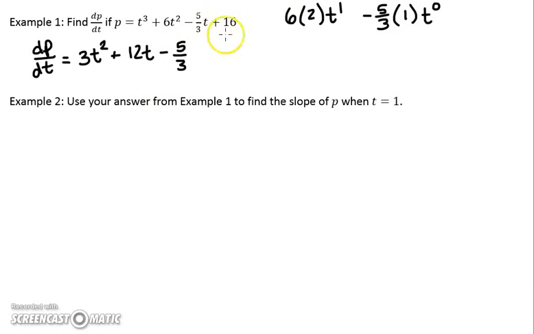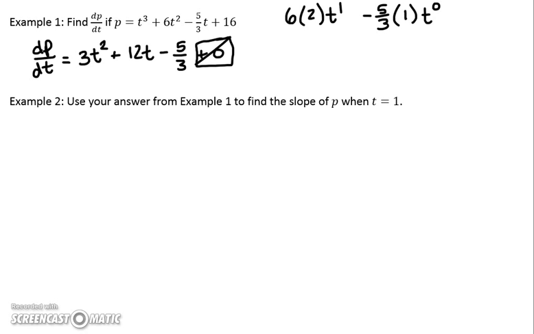And then we have to take the derivative of 16. 16 is a constant. The derivative of all constants is 0. So if you want, you can write plus 0, but that's not something we actually need on our answer because plus 0 doesn't really change anything. So the derivative of p with respect to t is going to be 3t squared plus 12t minus 5/3.